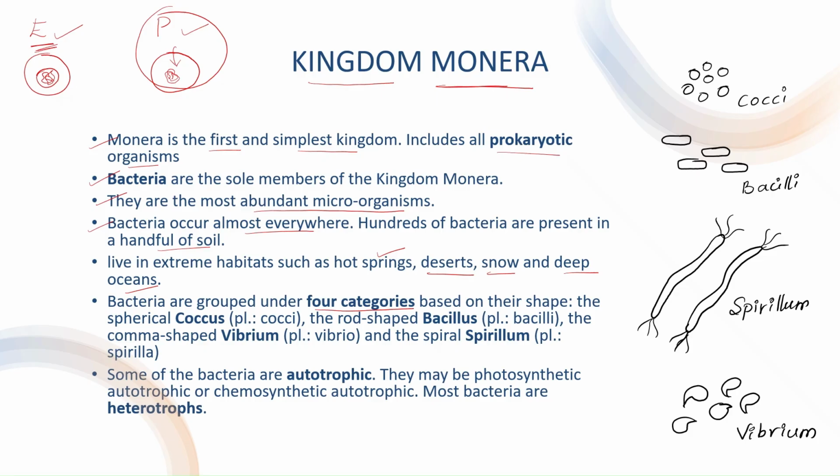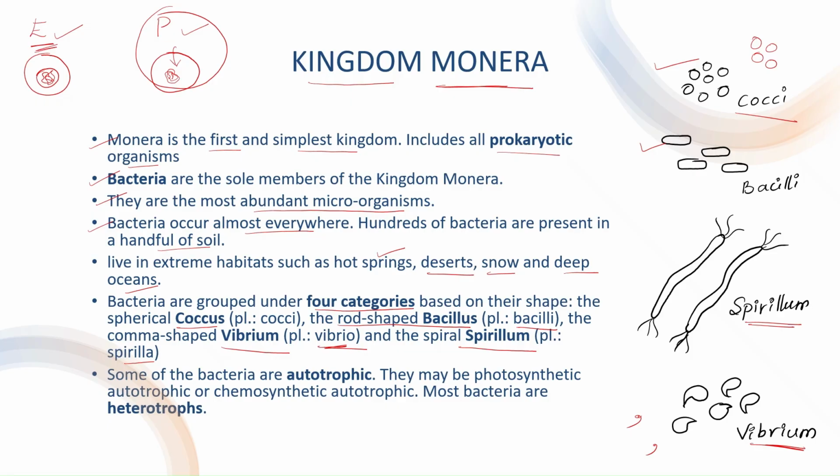The spherical coccus, plural cocci, has a round shape. The rod shaped bacillus, plural bacilli, has a rod shape structure. The comma shaped vibrium or vibrio, comma shape like this, and the spiral spirillum, plural spirilla, like this. So they have 4 categories: coccus, bacillus, vibrium, and spirillum.